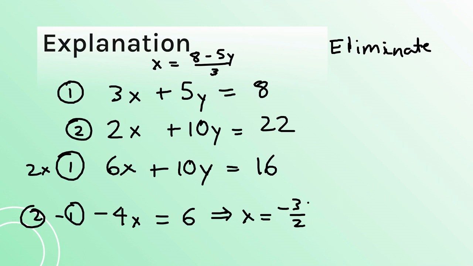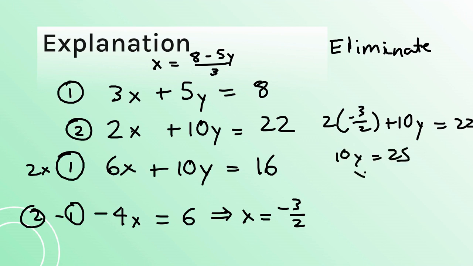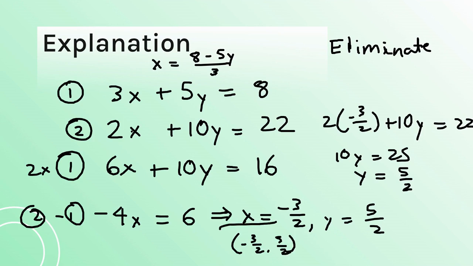And if x is equal to that, now we can plug that in over here. And I don't really want to do it, but well, let's do it. So if you plug that in over here, let's do it in equation 2. That would give us 2 times negative 3 over 2 plus 10y equals 22. That becomes negative 3, so 10y equals 25 and y equals 5 halves. And again, remember, if you want, you can just write this as negative 3 halves, 5 halves. So I will do that here.